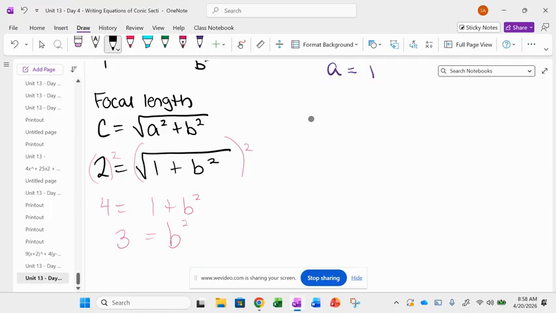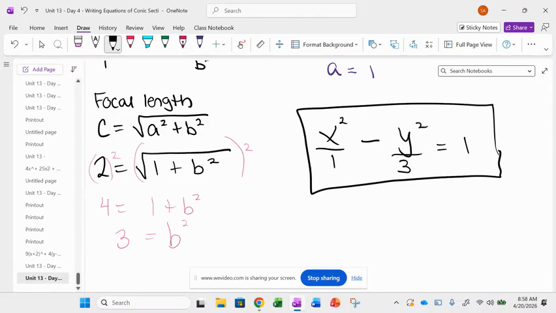Do I need to write the x minus 0 or the y minus 0? Do I need that minus 0? No. So it's just going to be x squared over 1 minus, since it's a hyperbola, y squared over 3 equals 1. Lily? Do we have to write... You could just write x squared. Absolutely. You do not need that over 1.